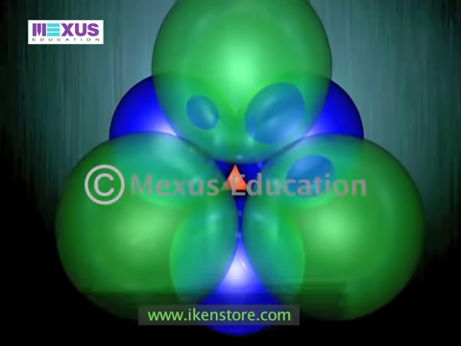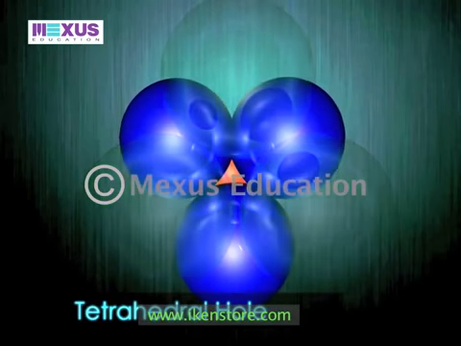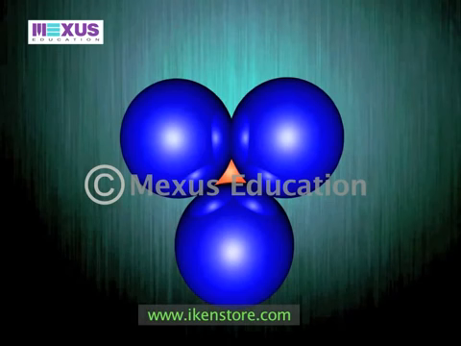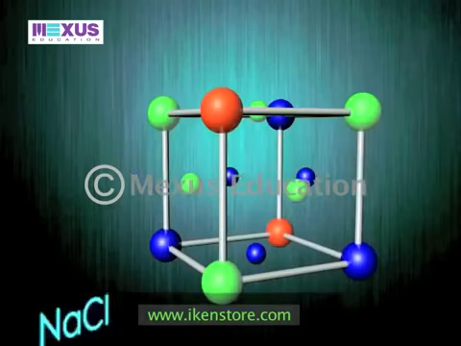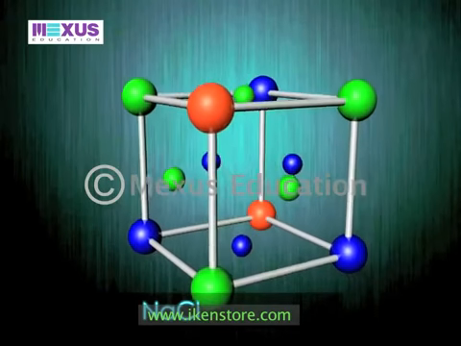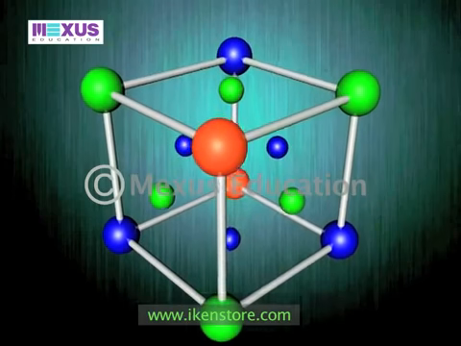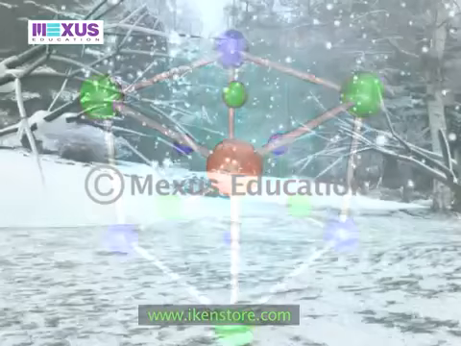The second hole is the tetrahedral hole. It is formed between 3 atoms in a closed packed layer and a single atom in a closed packed layer just above or below the first layer. While the octahedral holes in sodium chloride are occupied, the tetrahedral holes are vacant.